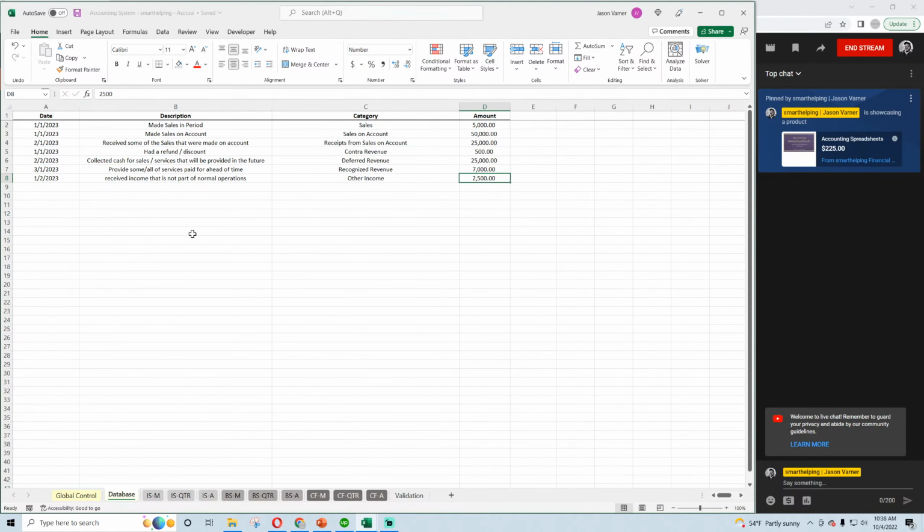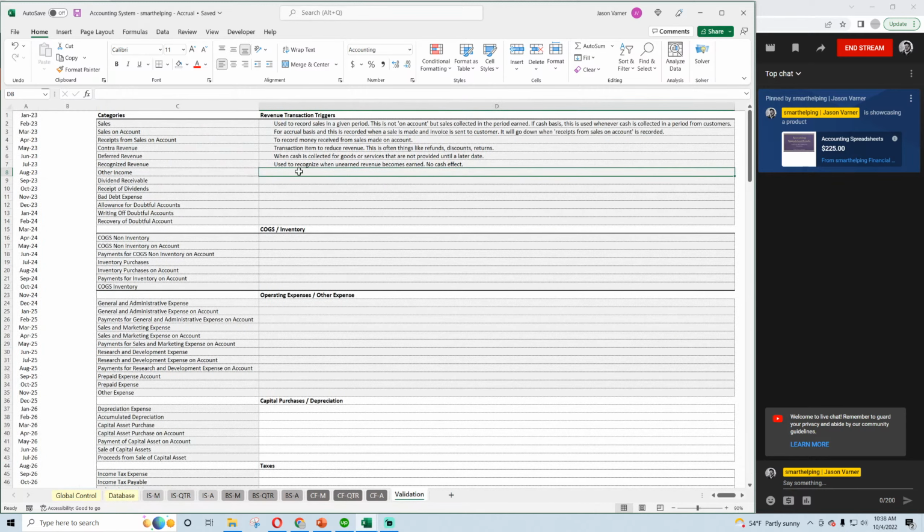Next up, wait, let's put that here. So used to show cash received from activity that is not part of normal operations, i.e. insurance claims, rent income, or what have you.